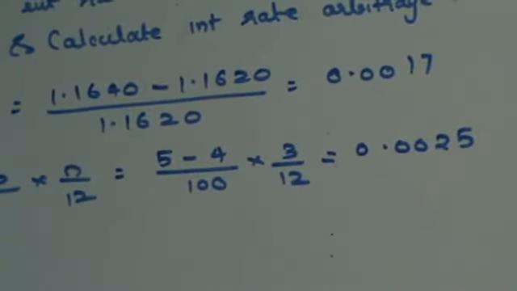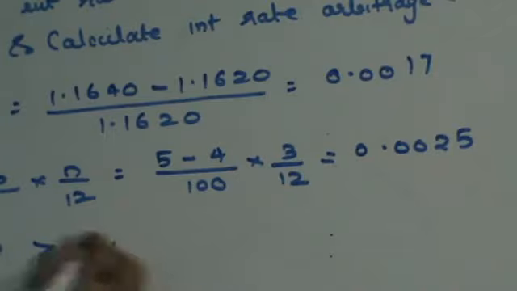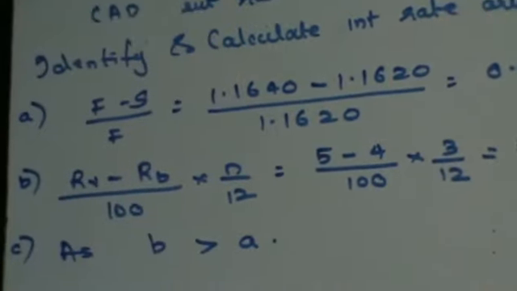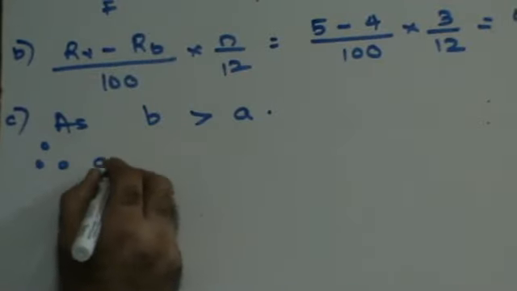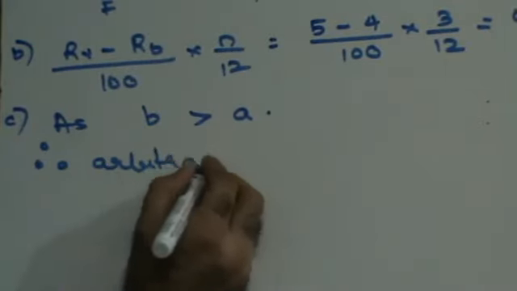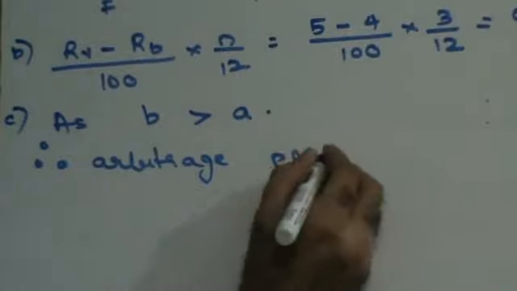Now, the next step. First you find out the difference between the ratio of the forward and the spot rate. Next, you find out the ratio of your difference of interest. Now, if, as I can say, the difference between the interest is greater than the difference between the currency rate, therefore arbitrage is possible.